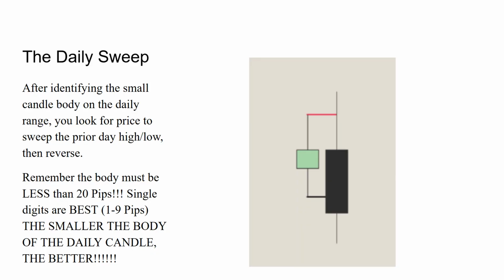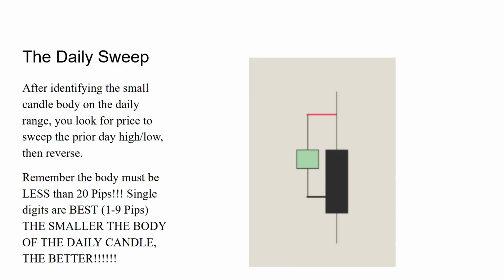So instead of candle 1, 2, and 3, you're simply looking for a daily sweep, which in this case would be like a candle 1 and then a candle 2 and 3 all in one together based on daily ranges. So this is how you would do that. This is how the finished product should look if you're on the right side of the trade. You just identify a small candle body on the daily chart and you look for price to go above the prior day high and then close back inside of it, or prior day low, close back inside of that. This is a short example right here.